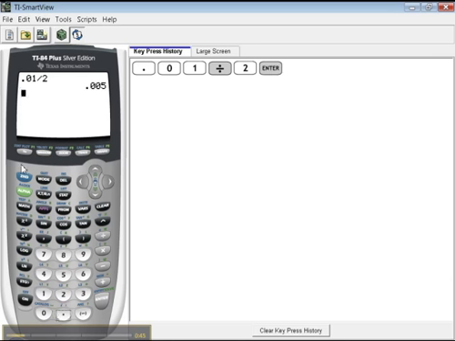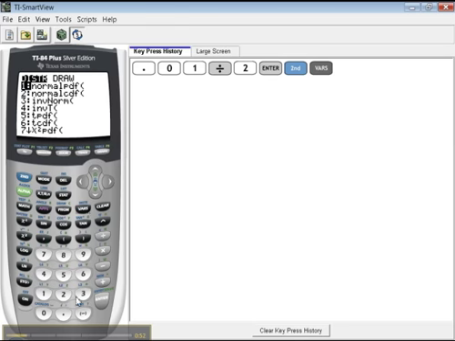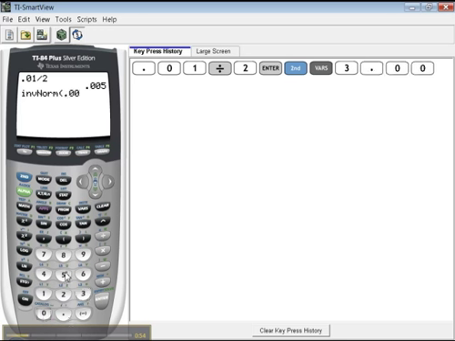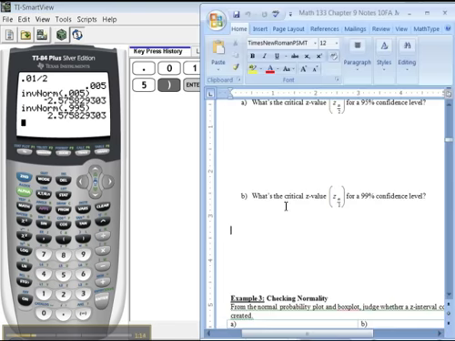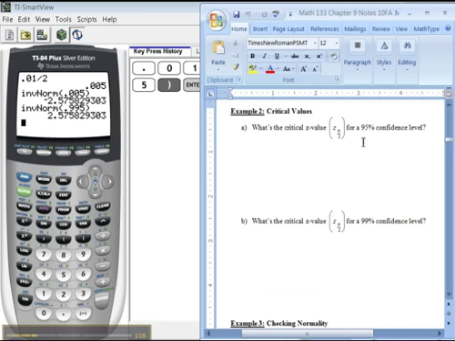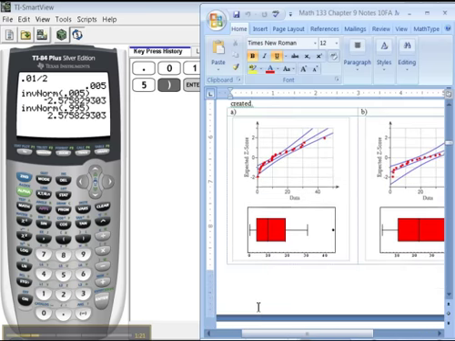Now to find the z-score, I'm going to go 2nd, Distribution, number 3, which is inverse norm, 0.005, close parentheses, enter. Or by the same token, you could have done inverse norm 0.995. That would also have worked. This is the negative one, this is the positive one. They probably want the positive one for this particular problem, so give them the positive one. So 2.576.